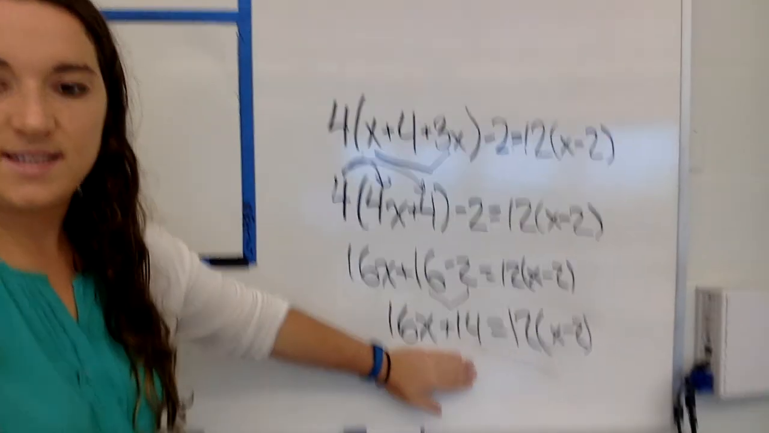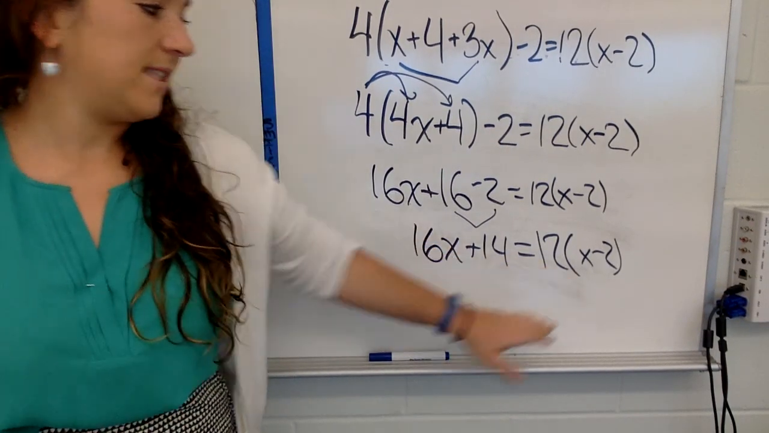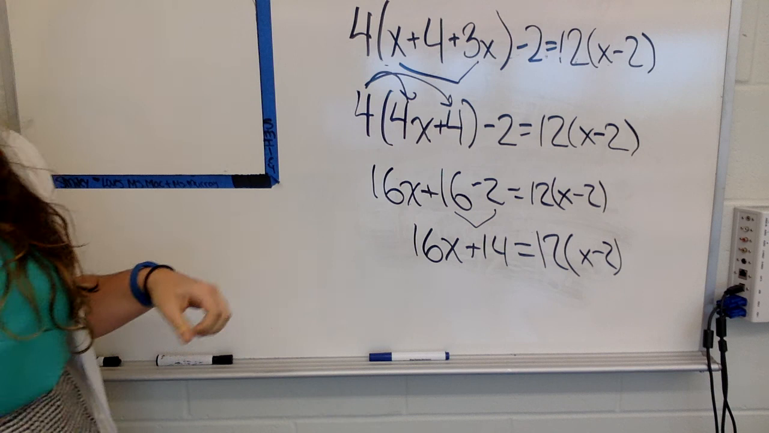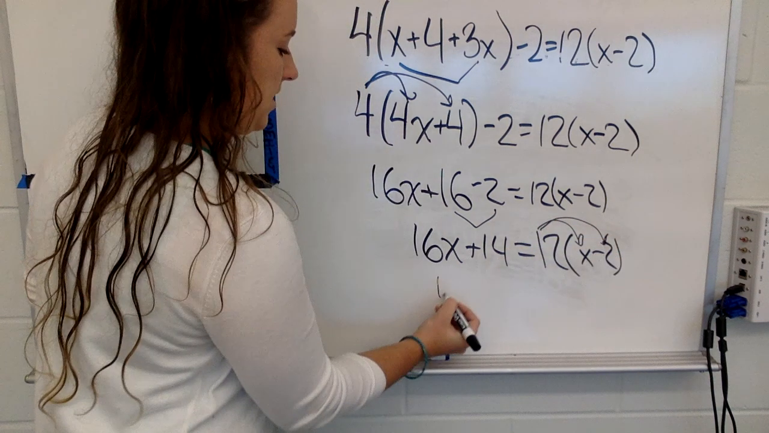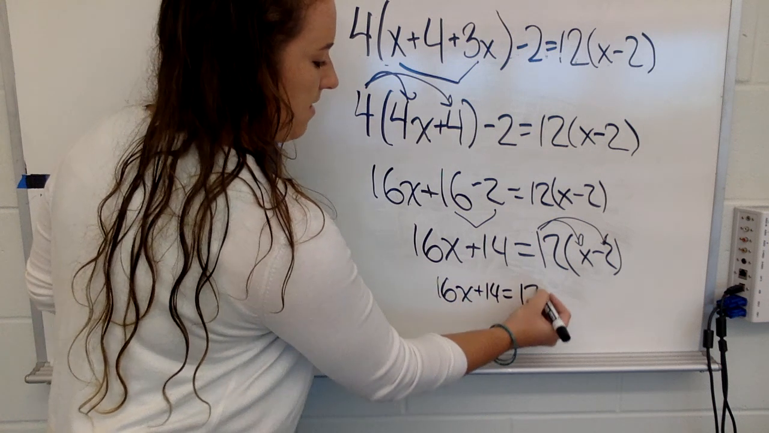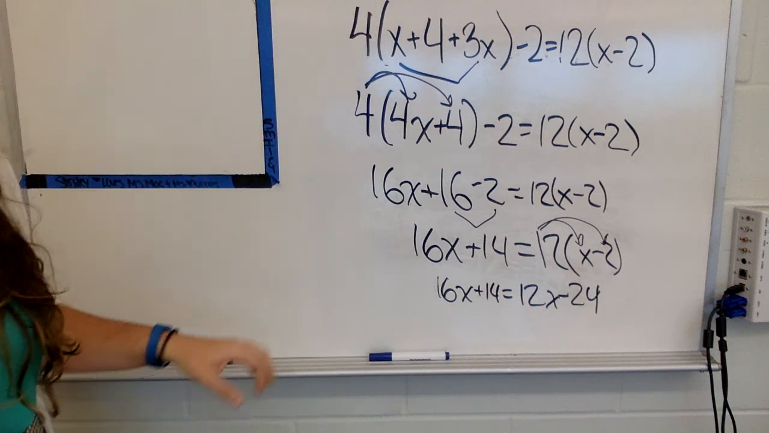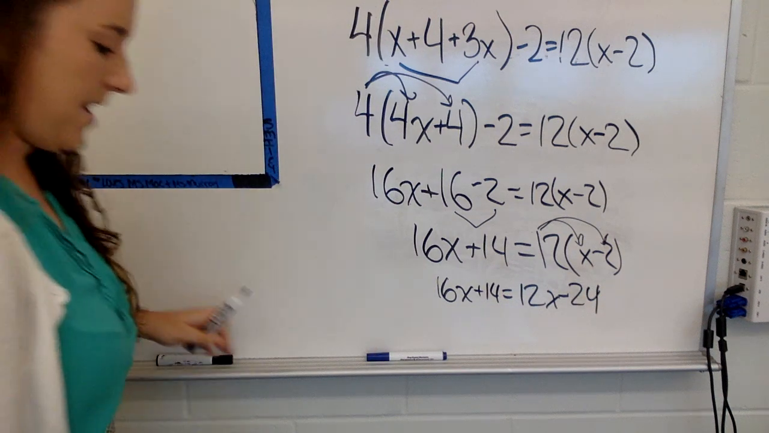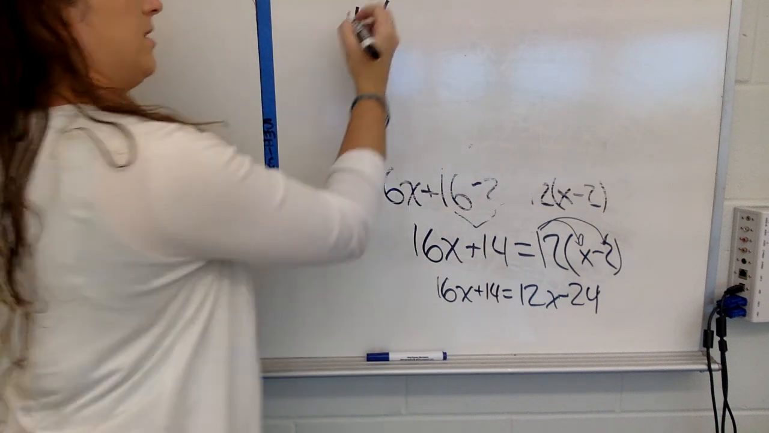Now, can I simplify this left side of the equation anymore? No, so what can I do with this side of the equation to simplify it? I can distribute. So I have 16x plus 14 equals 12x minus 24. I'm going to copy this down up top. So I have 16x plus 14 equals 12x minus 24.